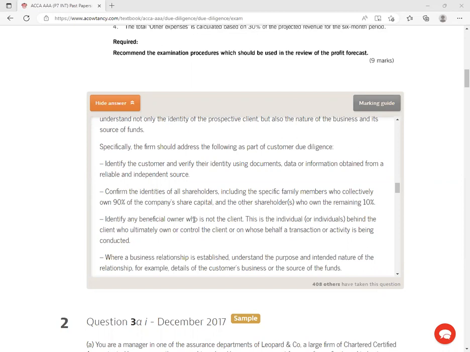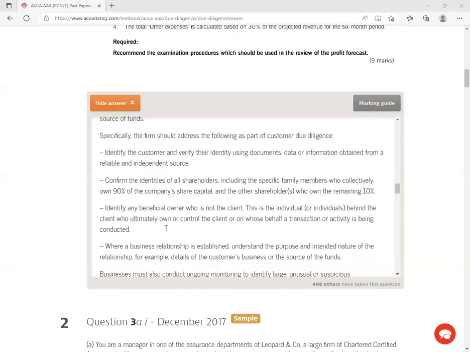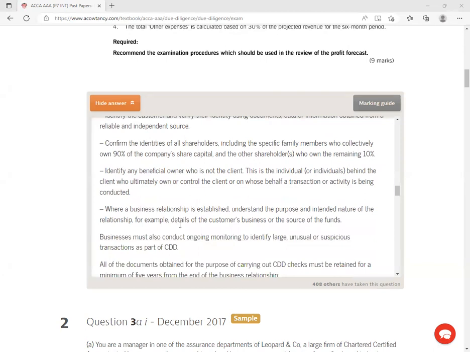So identify any beneficial owner of the client. This is the individual or individuals behind the client who ultimately own or control the client, or on whose behalf a transaction or activity is being conducted. Beneficial owners, right? Where a business relationship is established, understand the purpose and the intended nature of the relationship, for example, details of the customer's business or the source of their funds. Just get to know how these guys are sourcing their funds.